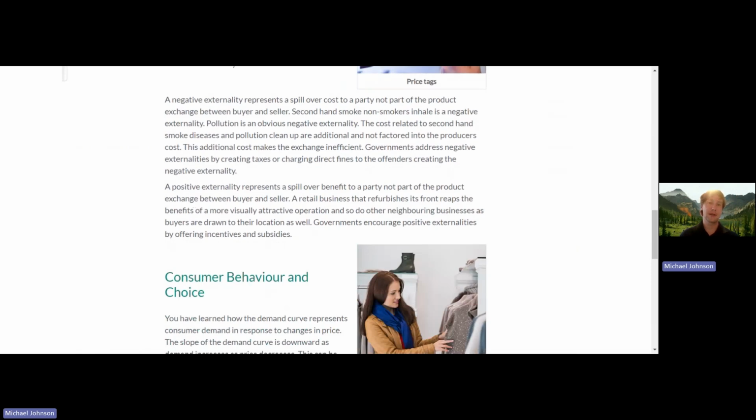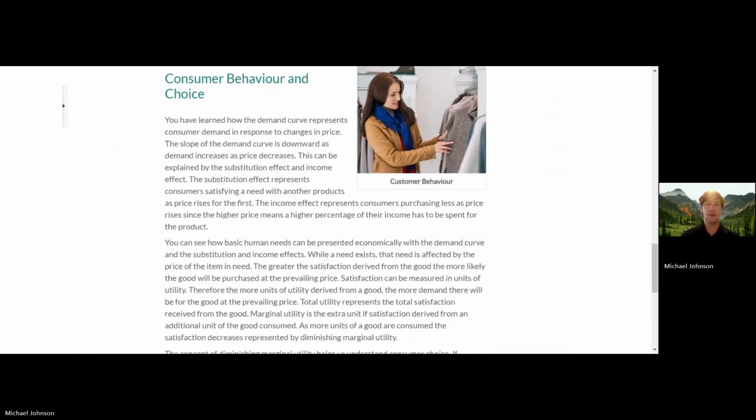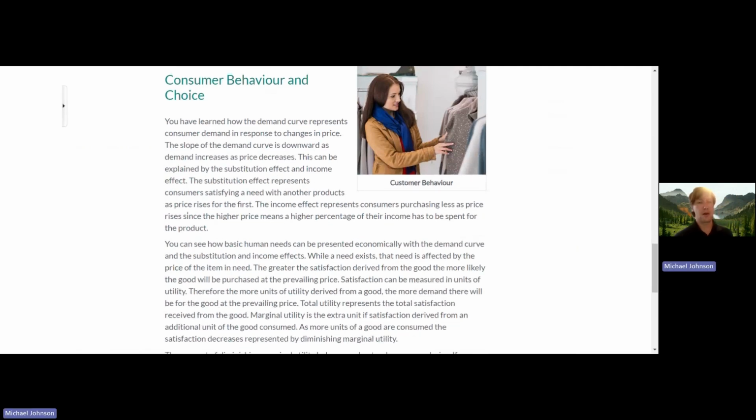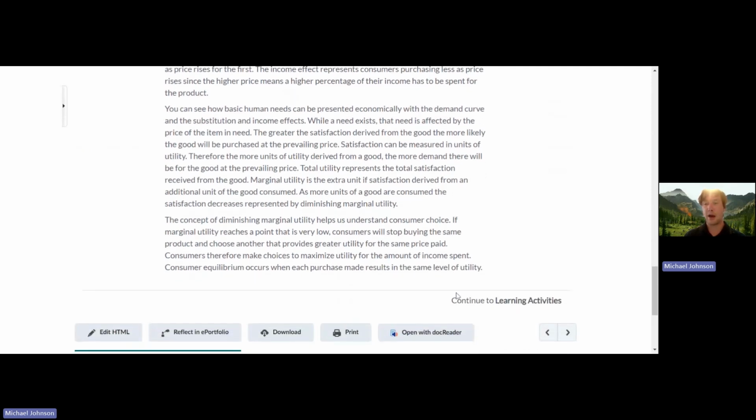Consumer behavior and choice. The demand curve shows the amount of demand for a certain product or service. If people get more satisfaction out of a product, then there'll be more of the good purchased at the prevailing price. So people will buy more if they're happier with the product.